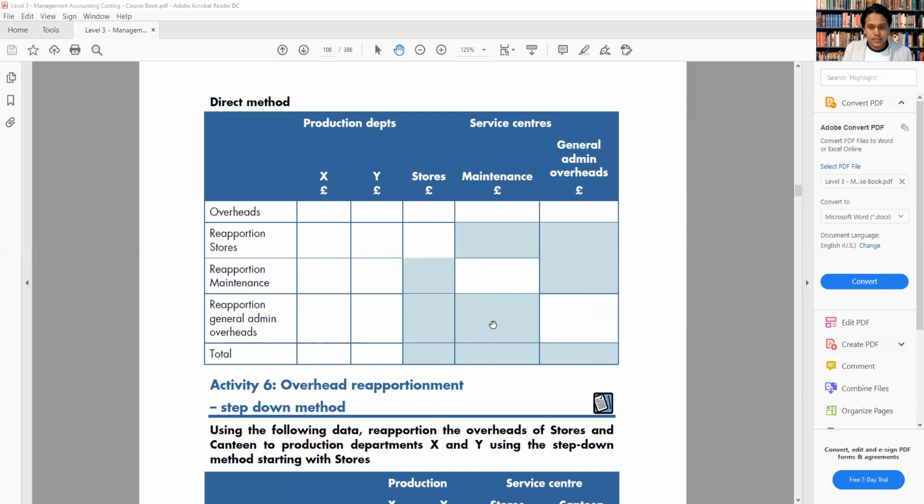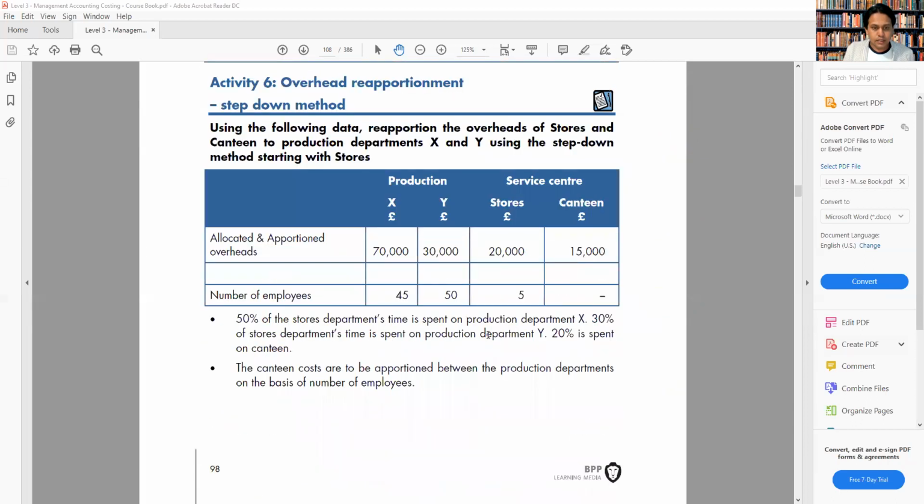So the step down method. Let's read this question. They said using the following data, reapportion the overhead of a store and the canteen. So you have two service departments this time, store and the canteen. And ultimately this one will come to either X or Y. So this time when you reapportion, we give to the service department as well, and after that we will move to the production department.